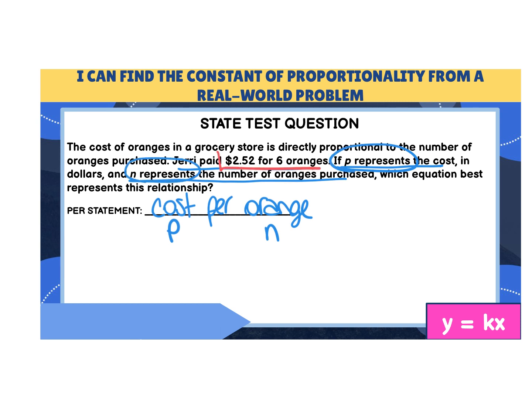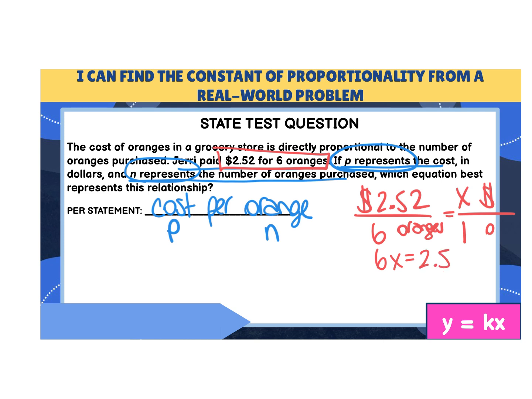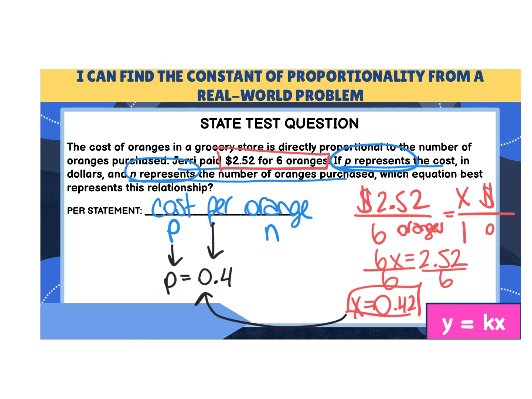Now the ratio they gave us is $2.52 for 6 oranges. And we want per orange. So our 1's going to go on bottom and our x is going to go on top. So 6x, when we cross multiply, is going to equal 252. Divide by 6 on both sides. And x is going to equal 42 cents. So all we need to change, we know P is the cost. The per orange is going to be our answer, our 0.42, and our number of oranges is going to be N. So here would be our equation. P equals 0.42N.